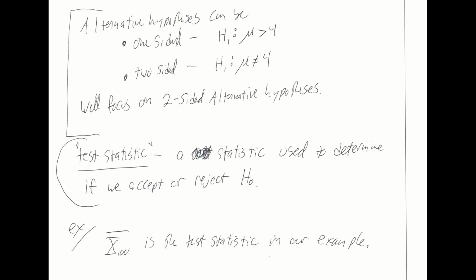Alternative hypotheses in general can be what are called one-sided or two-sided alternative hypotheses. A two-sided alternative hypothesis is just an inequality, so mu not equal to 4 without specification as to whether it is less than or greater than 4, simply that it's not equal to 4. A one-sided alternative hypothesis gives just a single inequality for mu. So we could say something like mu is greater than 4, mu is too big, versus mu is less than 4, it's too small.